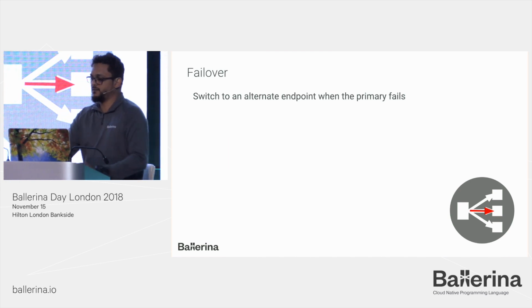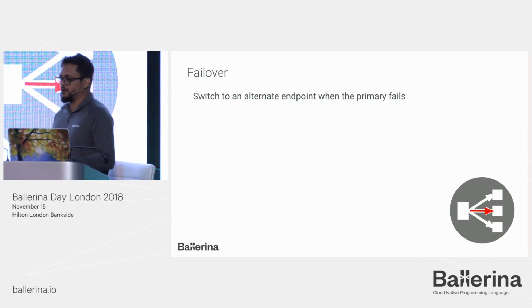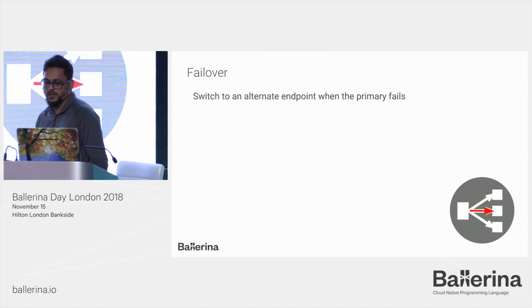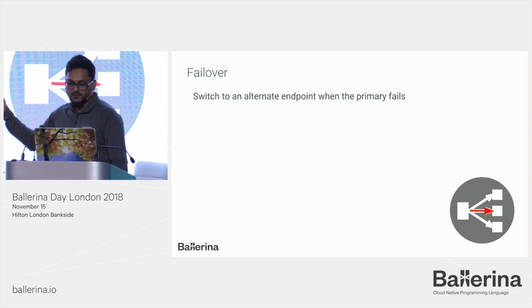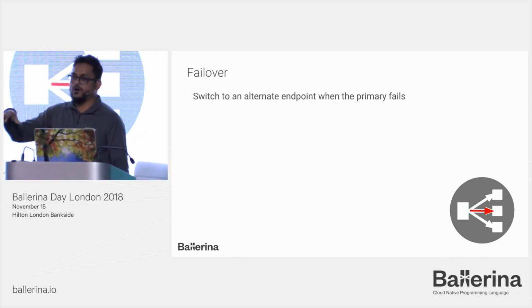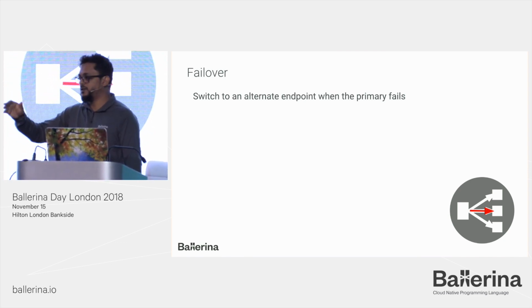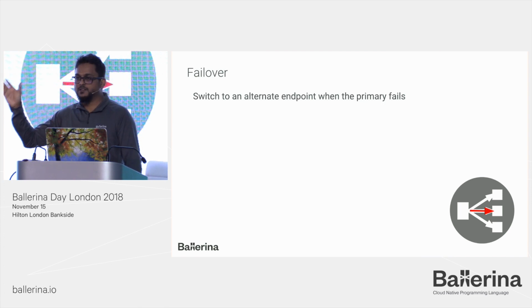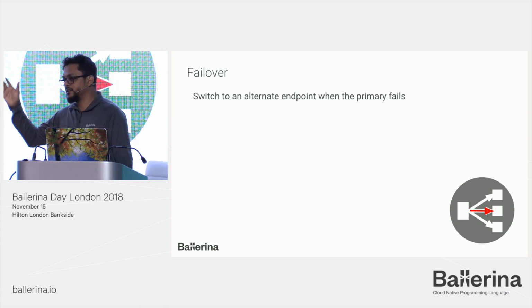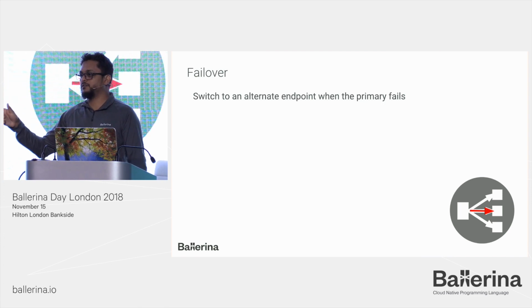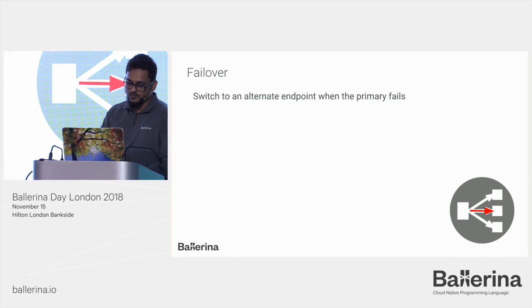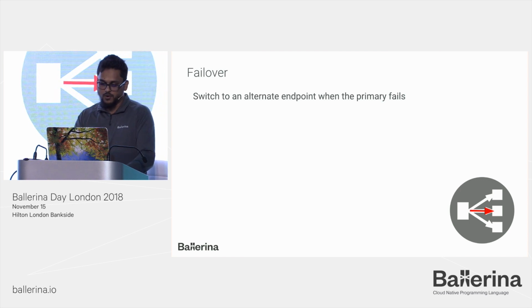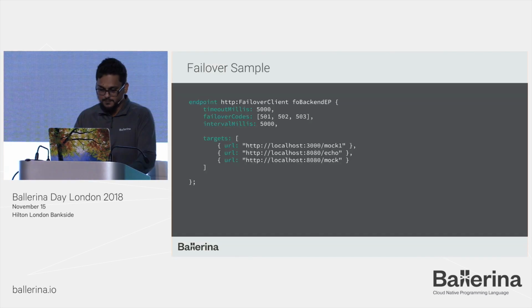So the next one is failover. It's self-explanatory. You have a bunch of target endpoints. When one of the endpoints fails, you basically fail over to the second one. And if the second one fails, you fail over to the third one. And then if the third one fails, you may come back to the first one and try, right? So that's the failover configuration.